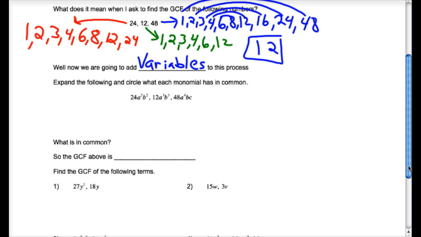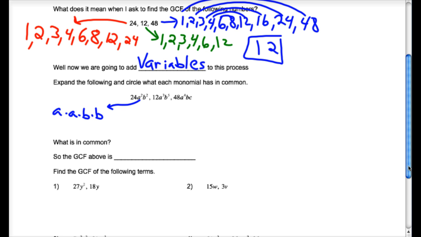Now, what we're going to do for this one, and then we're going to talk about it, is just expand the exponent part. For example, if you expanded a squared b squared, what would that look like with no exponents on it? Just the exponent part: A times A times B times B.